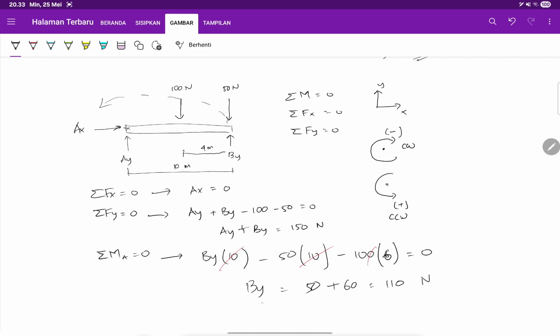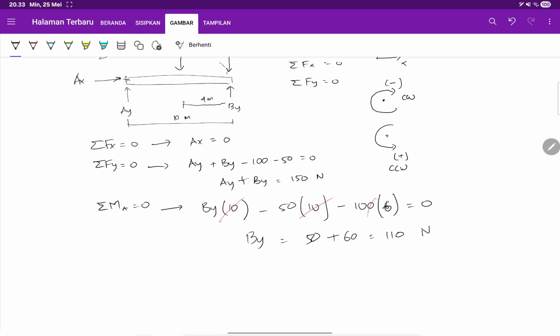And it makes sense. BY is bigger because there are two loads working closely near to the BY, instead of AY. There's 100, which is only 4 meters from BY, and it's 6 meters from AY. And then also there is the 50 newton load, which is working exactly on the same axis as BY.